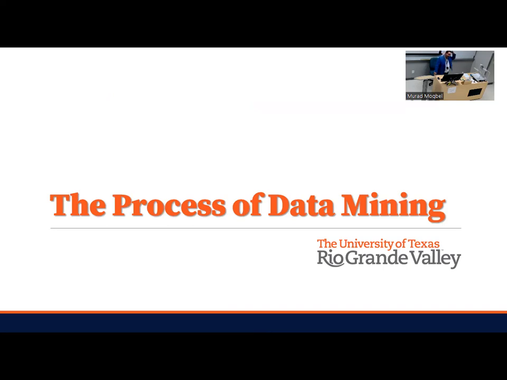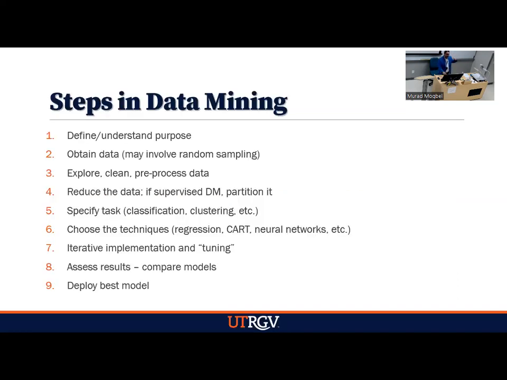IBM are the pioneers who came up with this standard for processing data mining. What they told us is the first thing that we need to do when we are working on a data mining problem is define what is the problem that we want to solve, right? And then obtain that data, you might need to do some random sampling. And then you need to explore that data. Maybe there are some outliers, there might be missing data and so on. And then reduce that data.